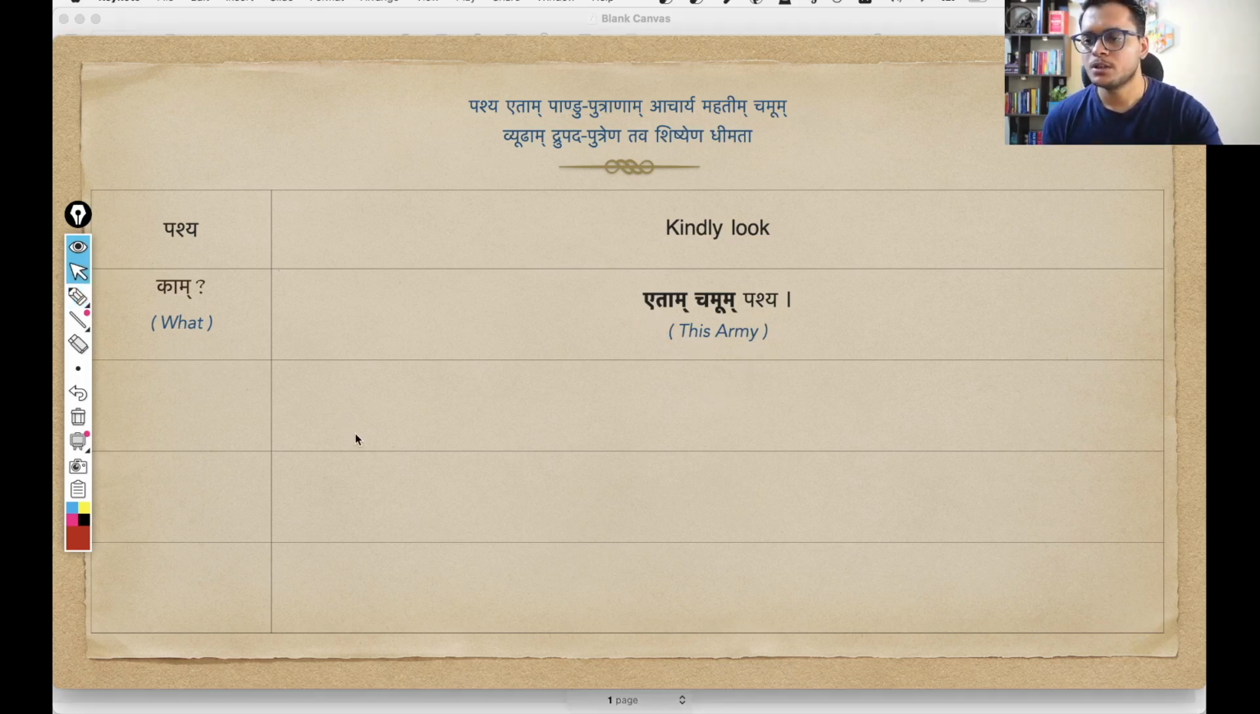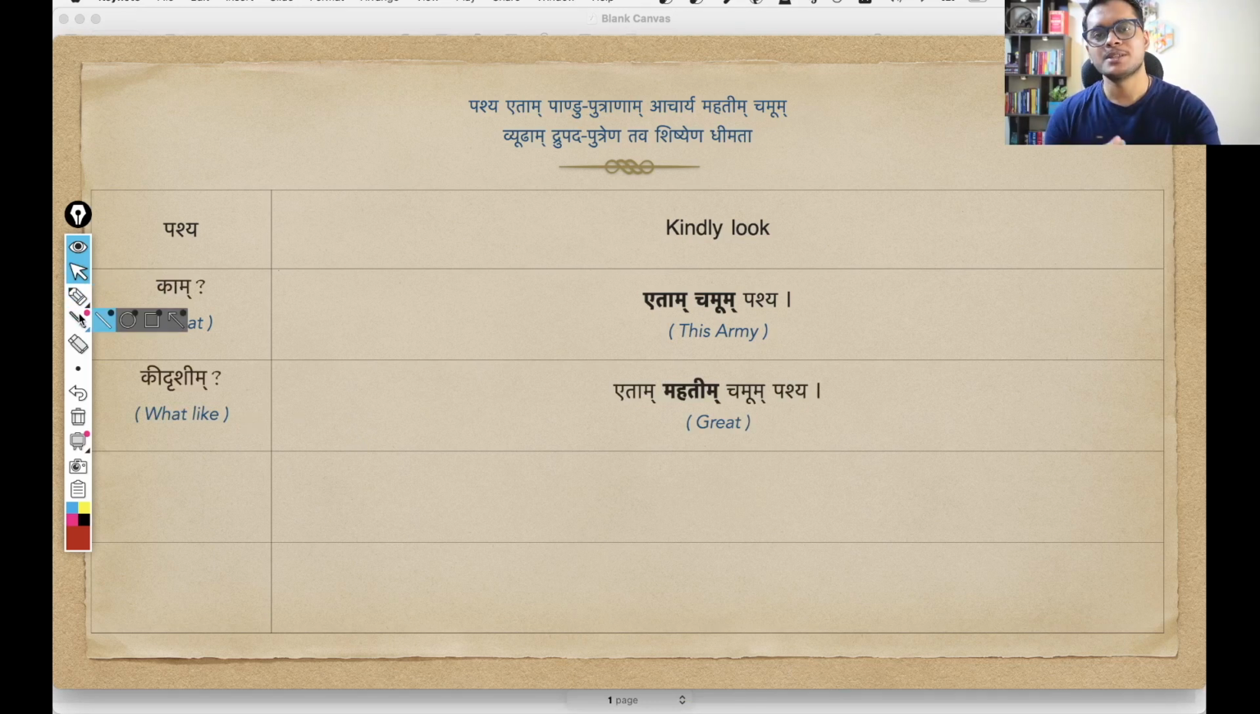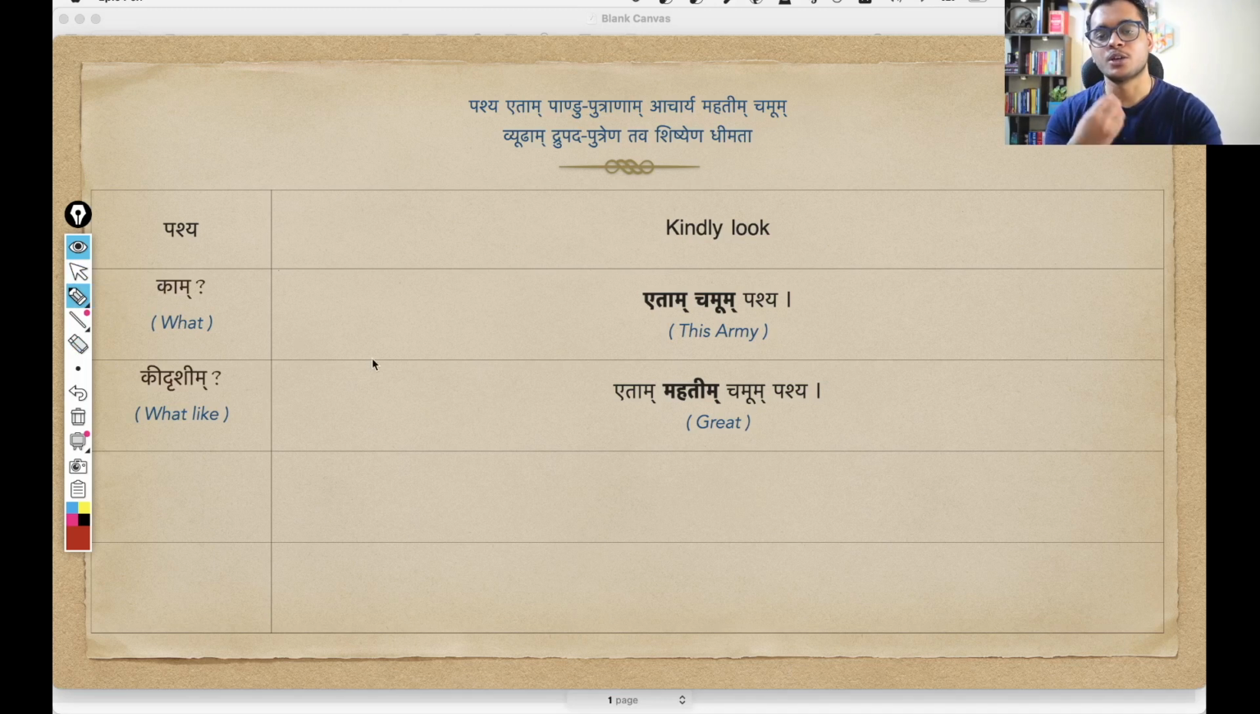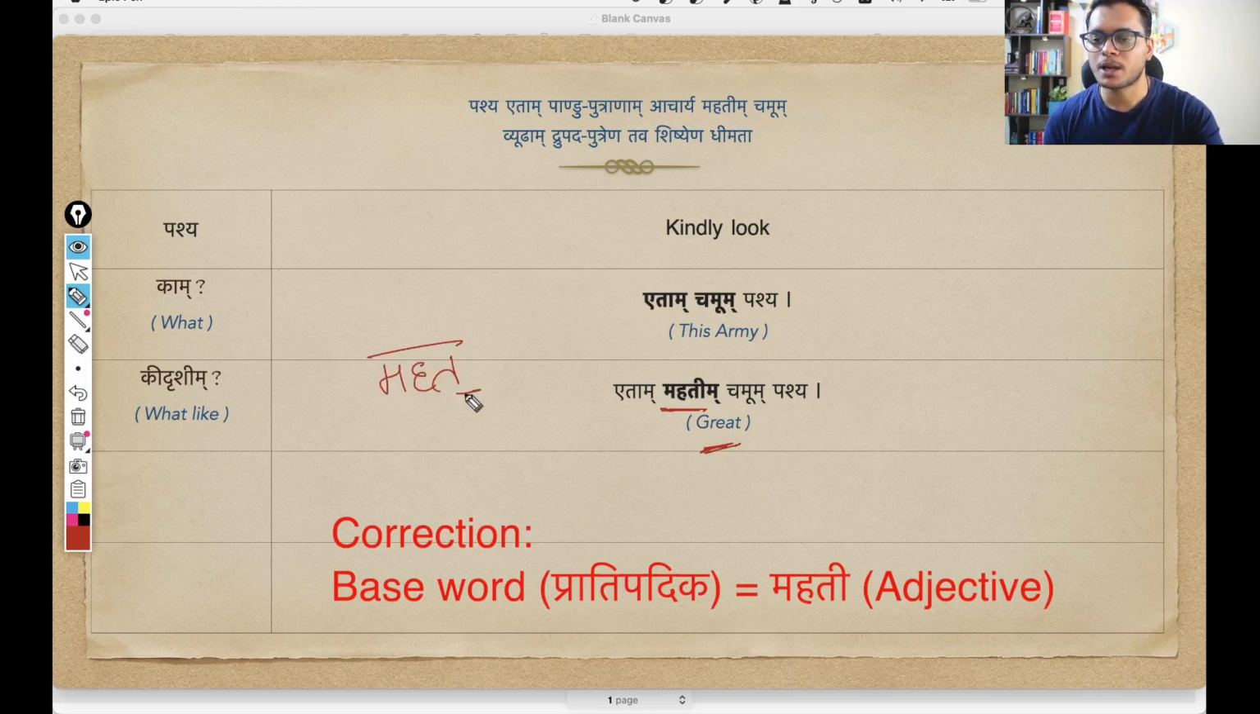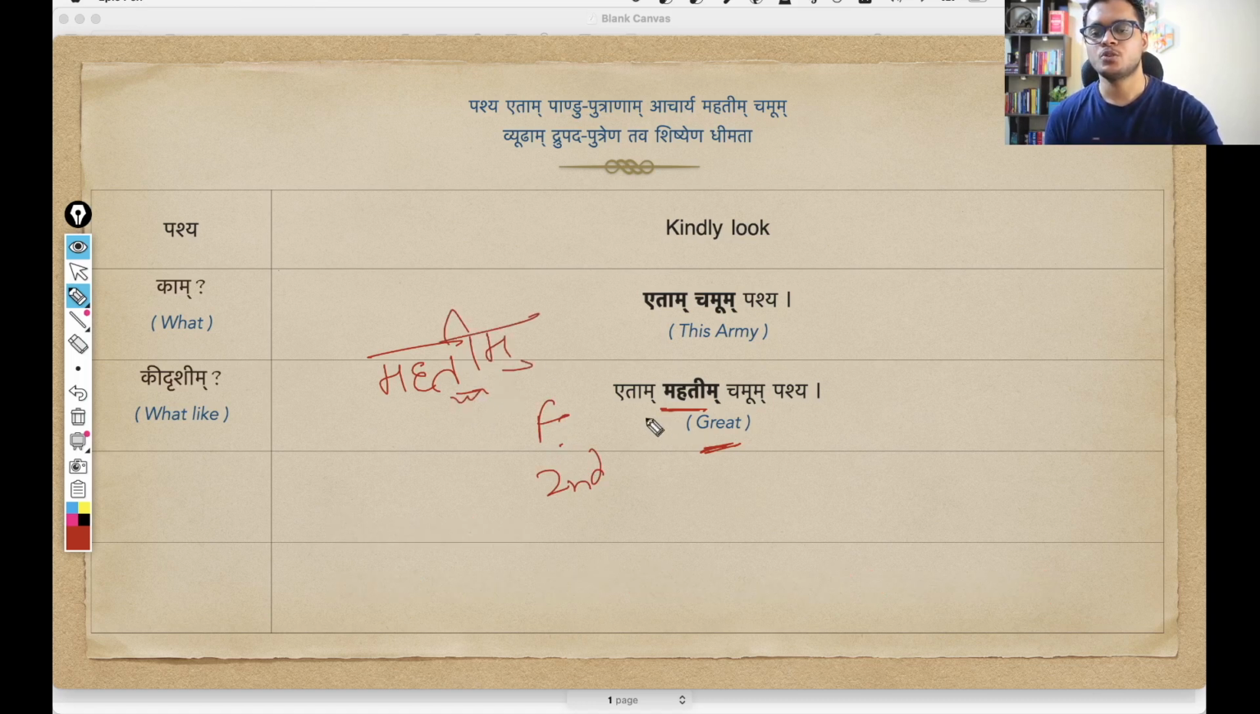Moving forward, you have kidrashim. Basically it means describe it more, or what was it like. So the army that you are asking to take a look at, what was that army like? And the answer is mahatim. Mahatim means great. This comes from the base word, pratipadik, mahat, in feminine gender form, and in the second case this word becomes mahatim. So etam mahatim chamum pashya: kindly take a look at this great army. So far, this is the context.